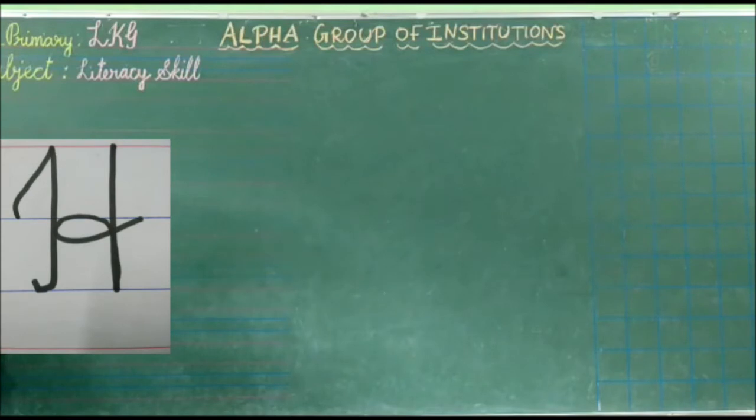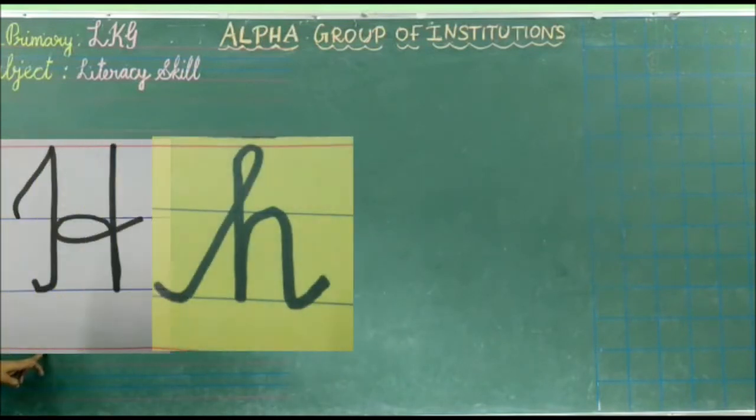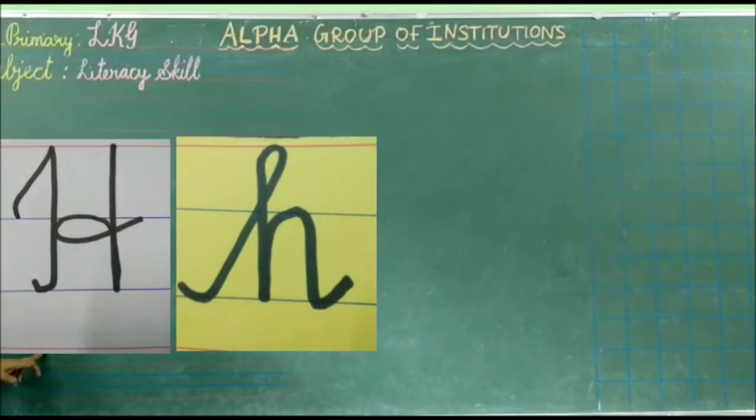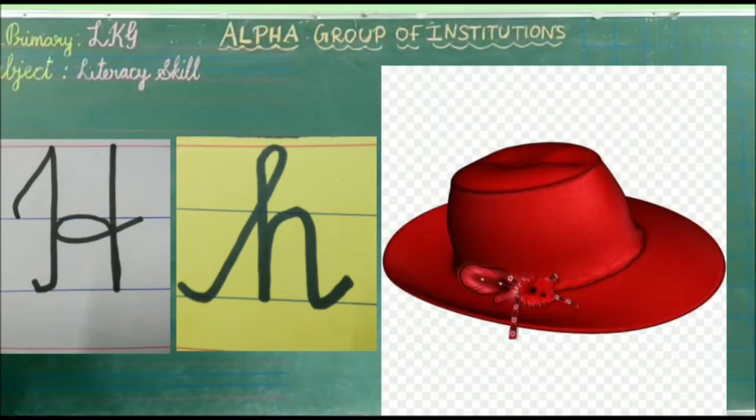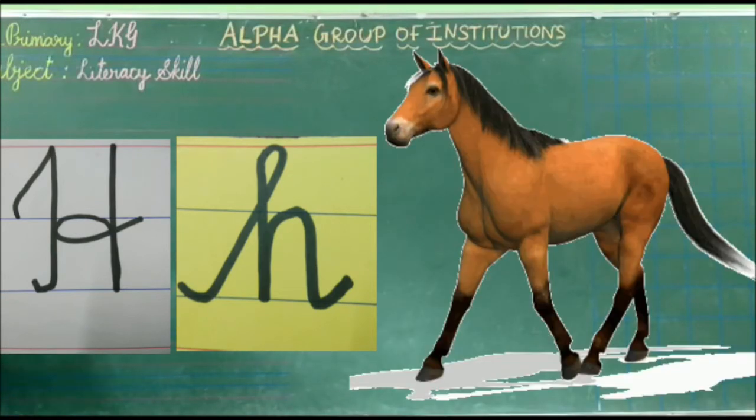H. This is capital letter H and this is small letter H. H sounds huh. H. Hat. H. Hat. H. Horse.